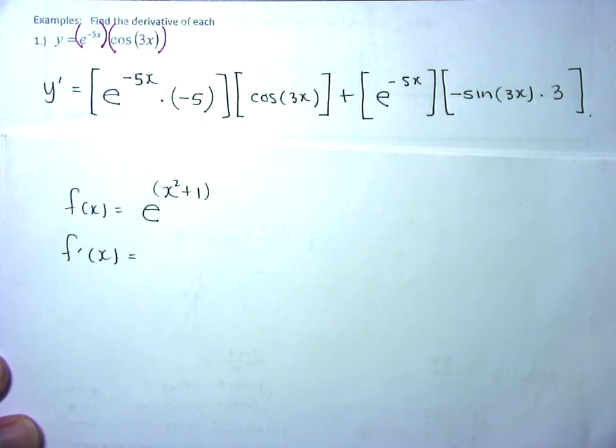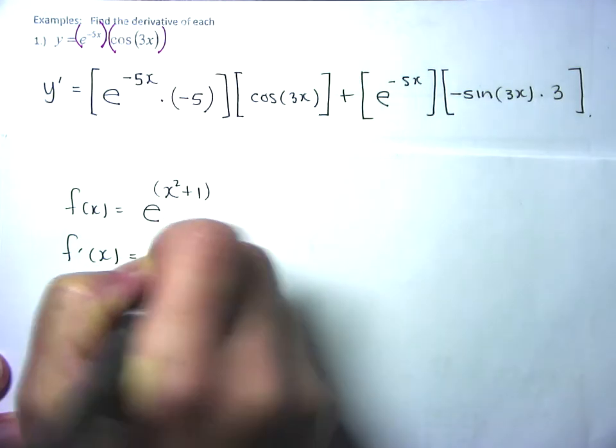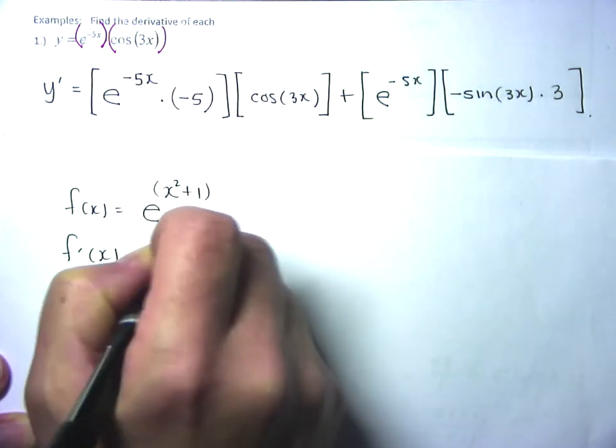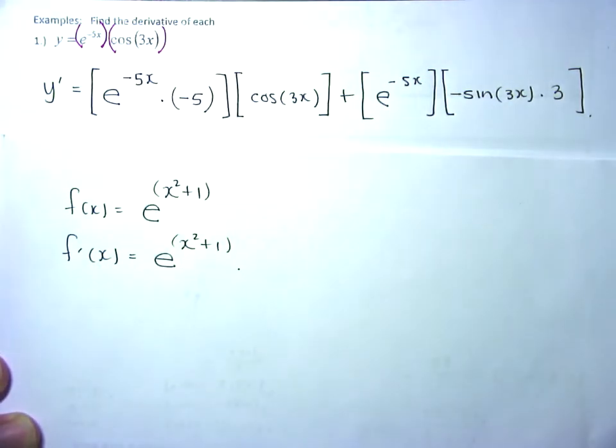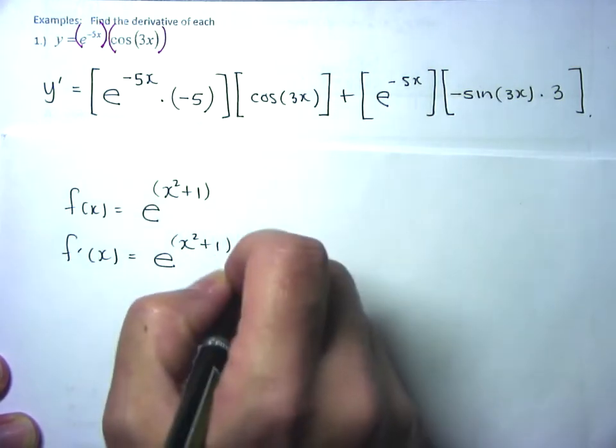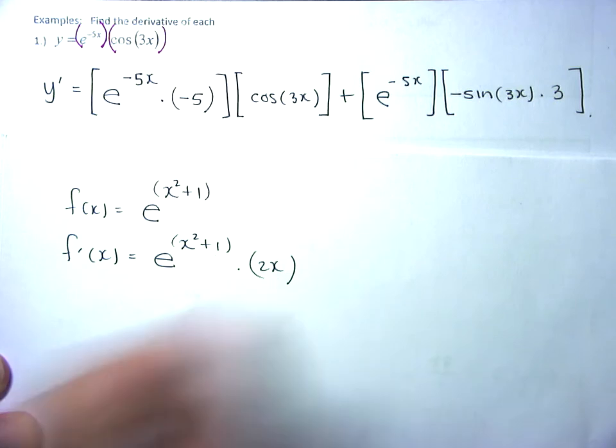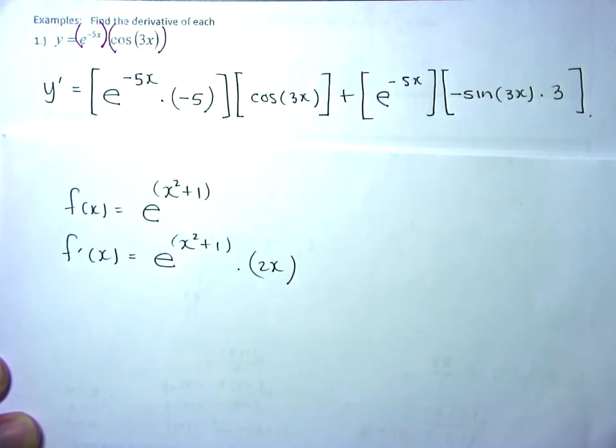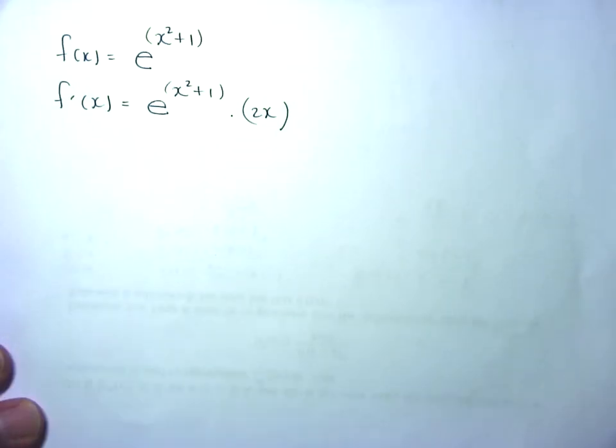What is the derivative of e to the x? It's just e to the x. Derivative of e to some power is just e to that power. So derivative of the outside is just e raised to the power x squared plus 1 times derivative of the inside. What is the derivative of x squared plus 1? 2x. Okay? Let me ask you this one first.